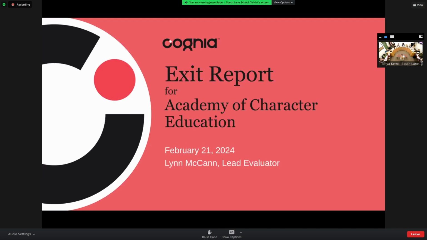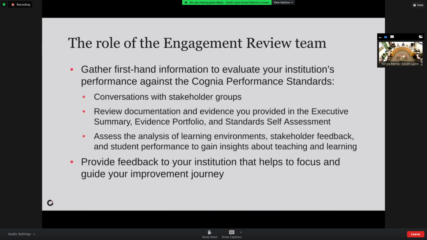So the last slide here is going to tell you I don't have that official document yet, but we did have our exit report, so we know we passed. And then just an overview of what the report entailed. Lynn McCann was our evaluator. And the engagement team, I'm sure you're all familiar with all these things related to accreditation, they have performance standards. There are 30 performance standards. I think they doubled every time. I think it was 20 last time. This time it's 30. They have us do an executive summary, evidence portfolio, and then this self-assessment. They look at all of our surveys and all of the data, look at our student performance, and then give us feedback.